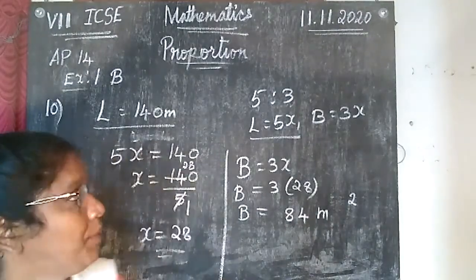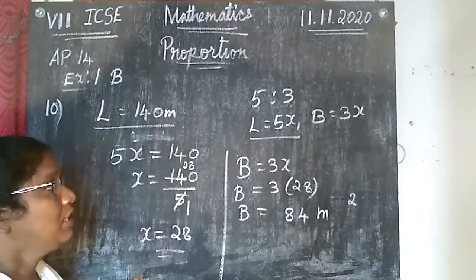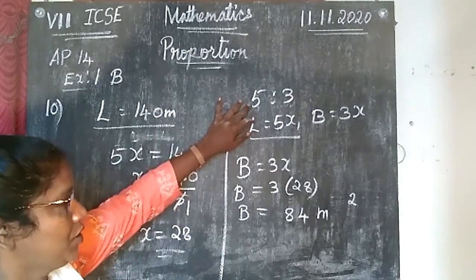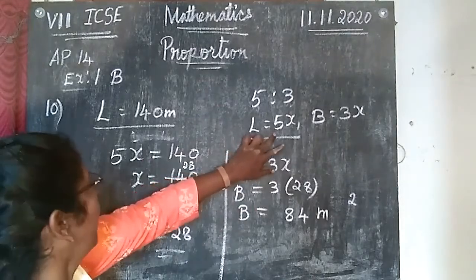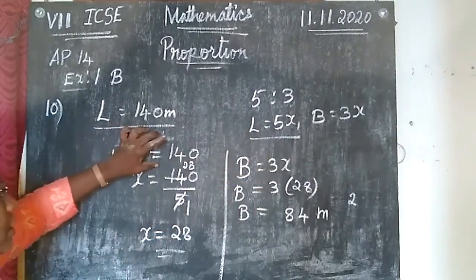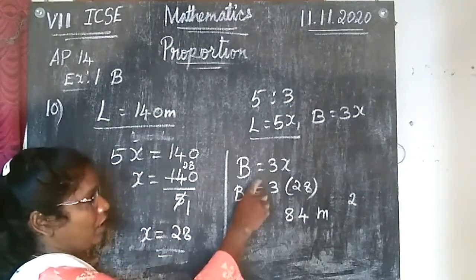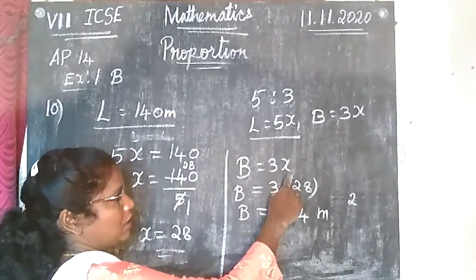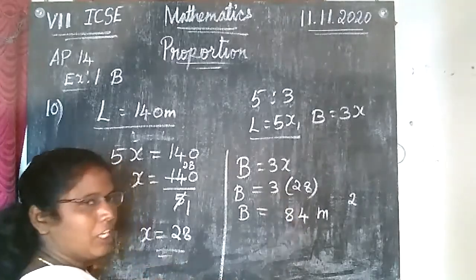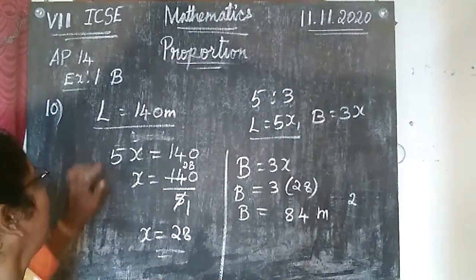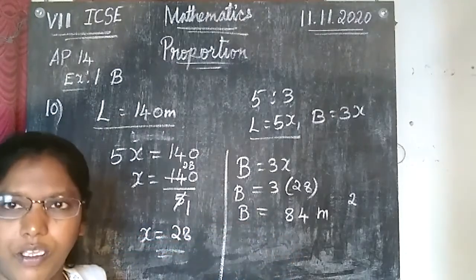Understood everybody? Let me explain once again. L is given as 140 meter, breadth is not given, but length and breadth are given in the form of ratio 5:3. So I am taking L as 5x, B as 3x. Using L is equal to 5x and L is equal to 140, equalizing that, I'm finding x. X is equal to 28. Then I'm substituting the x value in B, that is B is equal to 3x. In the place of x, I'm substituting 28. When I multiply 28 by 3, I'm getting 84 meter. So my length is 140 meter, width is 84 meter. Okay.